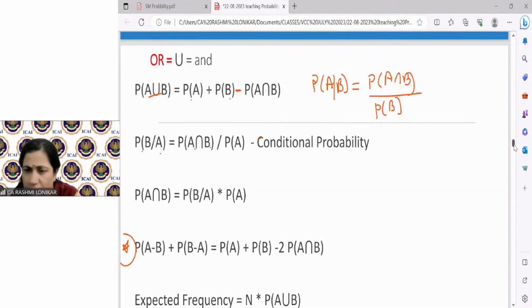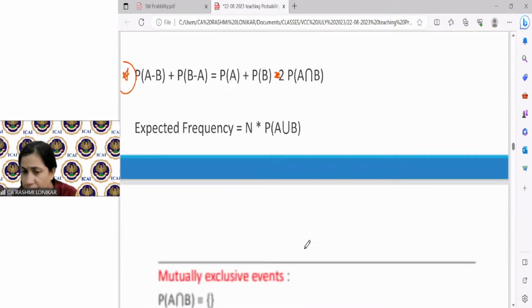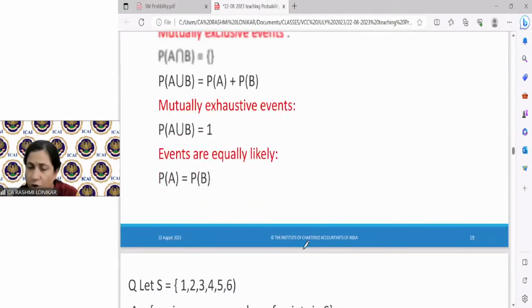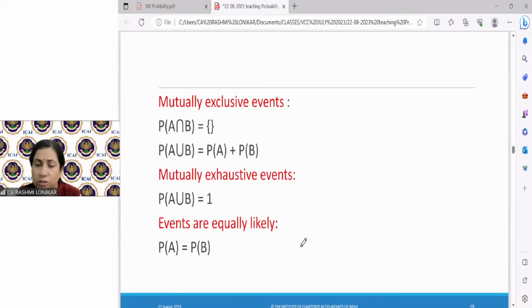The first one is the simple one, which we have already done in sets. Conditional probability is also there in sets. We have tried to find out P of A given B or B given A. Then you have this formula: P of A minus B plus P of B minus A is equal to P of A plus P of B minus 2 times A intersection B. And we have talked about what are mutually exclusive events. Let us find out what is the probability associated with them.